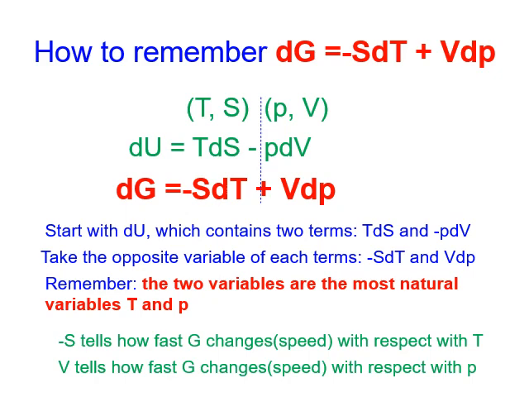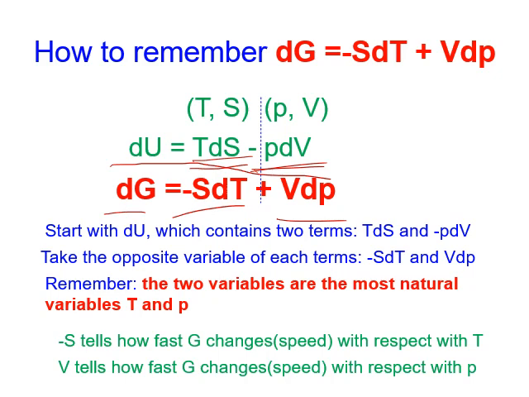How do you remember the fundamental equation for Gibbs energy? We start with internal energy, dU equals TdS minus pdV. This equation can be easily derived by applying the first law to a reversible process. So in a reversible process, TdS is the heat, negative pdV is the work. Then we flip each term: TdS becomes negative SdT, negative pdV becomes positive Vdp, and that's the dG.